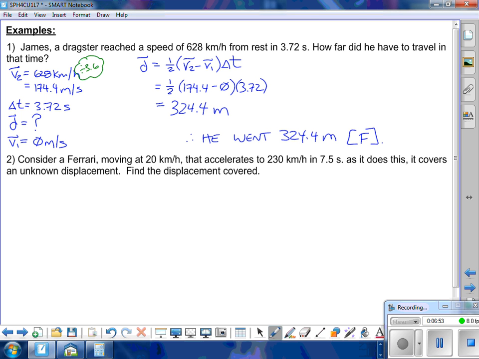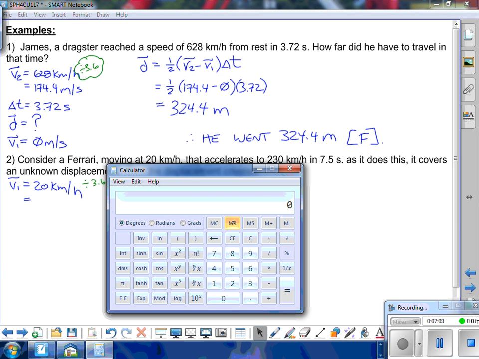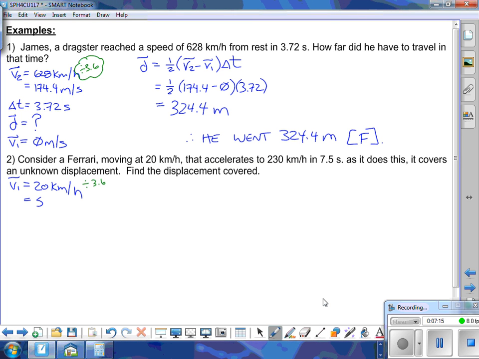A Ferrari's moving at 20 kilometers per hour. So that's the initial velocity, V1. And again, we have to divide it by 3.6. We need it in meters per second. Okay, so I'm giving you a couple of examples. Not all the questions you're going to have to do that, but it's a good habit to get into, or know how to do it. So that's about, let's call it, 5.6 meters per second.